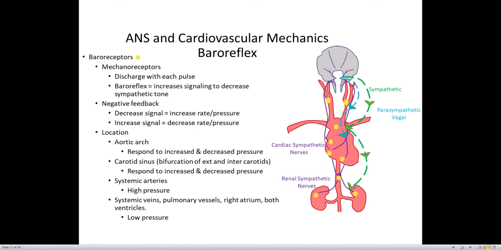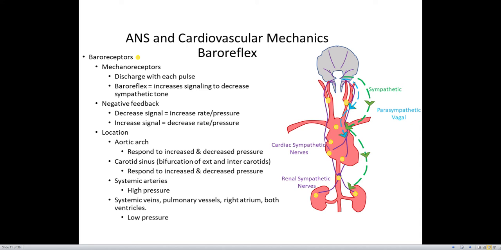So when we use the term baroreflex, we mean that we are increasing signaling to decrease sympathetic tone. So a baroreflex increases signaling to decrease sympathetic tone. So basically a negative feedback mechanism. So a decreased signal will cause an increased rate and pressure. An increase in signal will decrease rate and pressure.